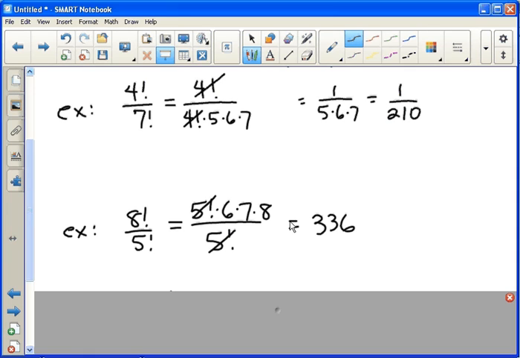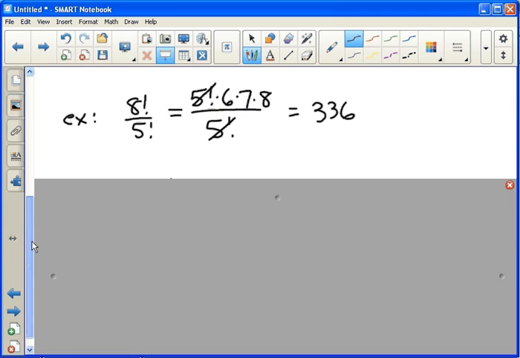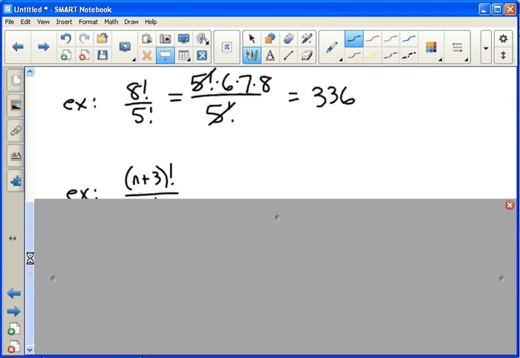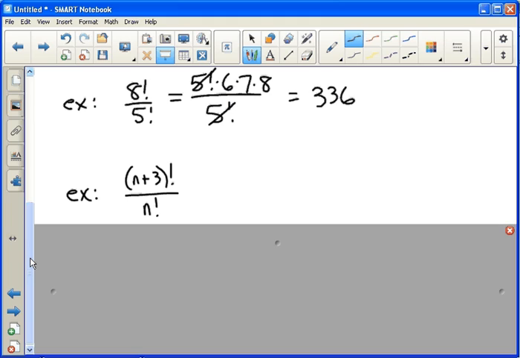Now it gets a little trickier because sometimes they won't give you any numbers. They're just going to give you variables. So here we have n plus 3 factorial over n factorial. Well, clearly n is smaller. If you add 3, it makes things bigger. So n factorial is the smaller one. So I'm going to leave that one alone. Now on top, I'm going to start with n factorial and then work my way up.